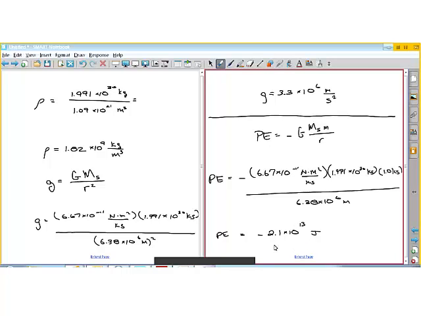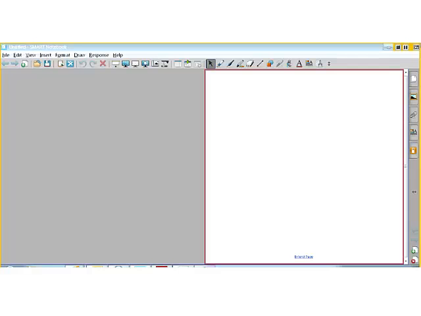At infinity, it's 0. So we've got a decrease in potential energy, which is going to result in kinetic energy, which is going to cause us huge temperature. Okay, let's just check the answer. So the answer is negative 2.1 times 10 to the 13th joules. Okay, that's it. This is problem 7-38.